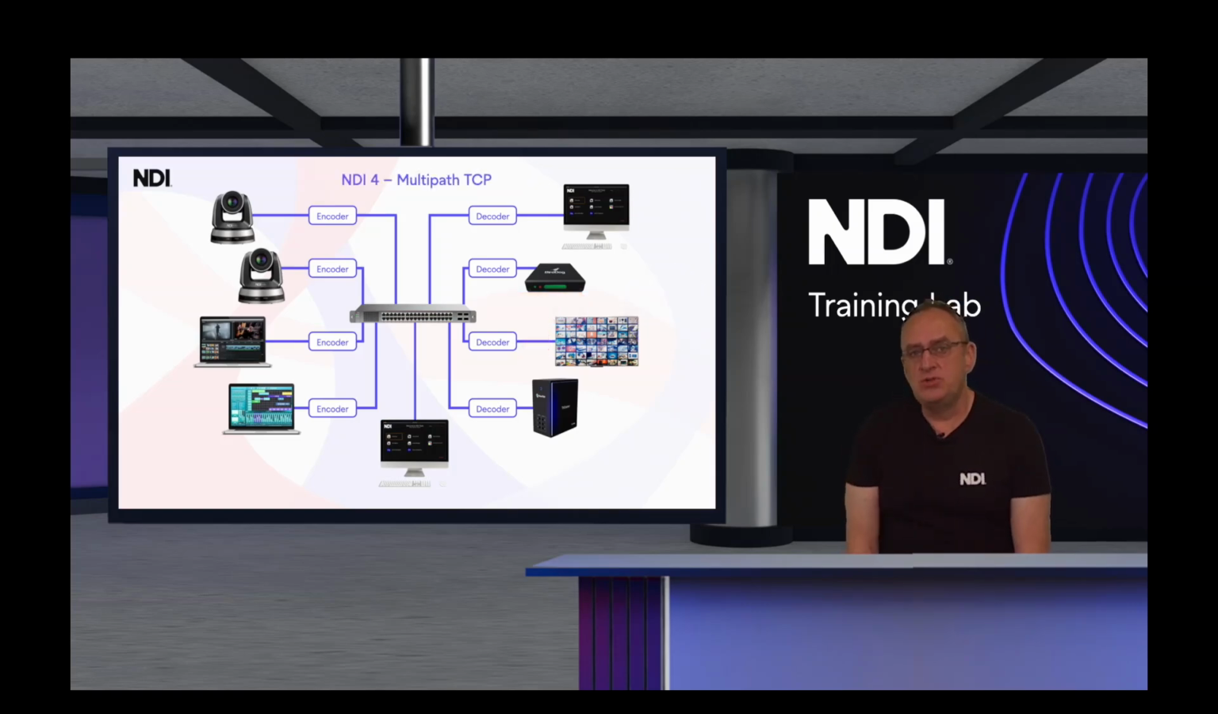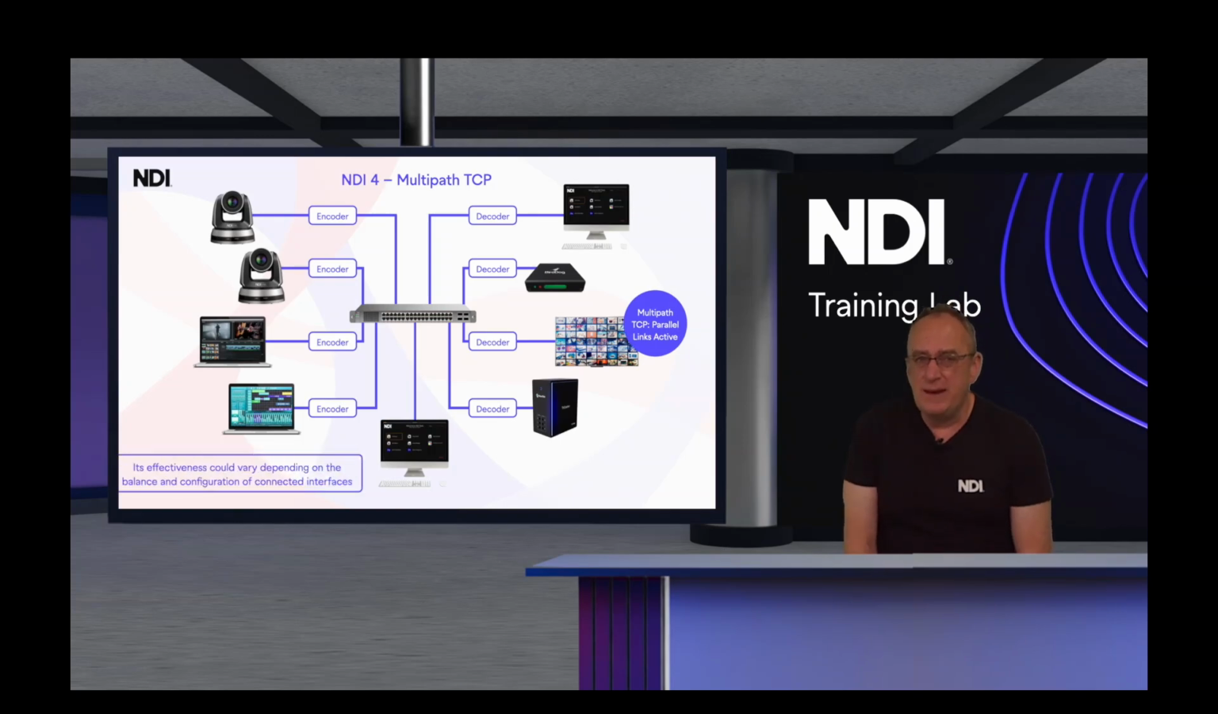NDI 4 gave us multipath TCP. It was introduced to allow devices to leverage multiple network interfaces in parallel. Now, this boosted bandwidth and provided redundancy, but its effectiveness could vary depending on the balance and configuration of connected interfaces, for example, mixing 10 gigabit Ethernet and 1 gigabit Ethernet links.